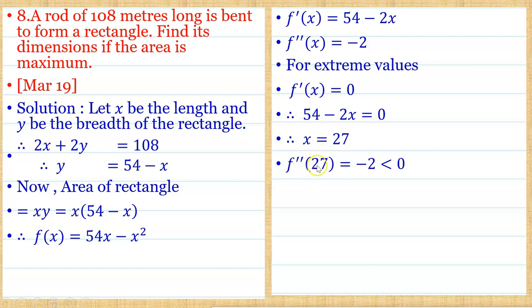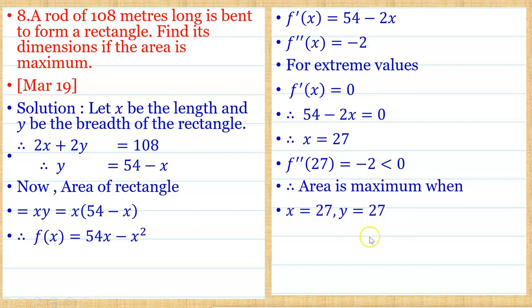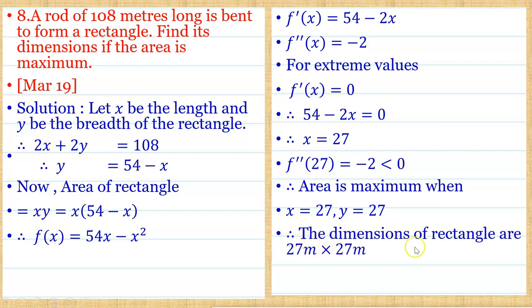And what about f double dash of 27? Clearly there is no x here, it is a direct number, that is equal to minus 2, which is negative, and therefore the area is a maximum when x is equal to 27 and y is also 27. Both values are equal because y is equal to 54 minus x. 54 minus 27, you will get again 27. Therefore, the area is a maximum when x is equal to 27 and y is equal to 27, and therefore the dimensions of the rectangle are 27 meters by 27 meters.